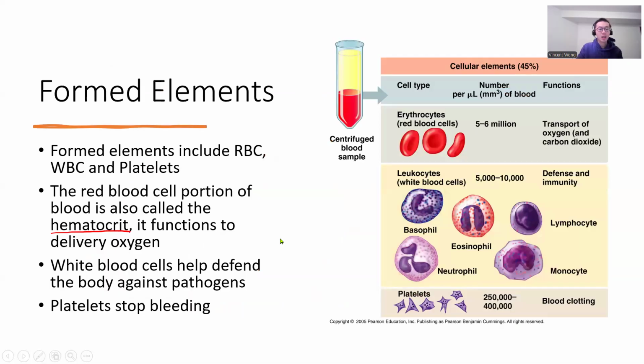White cells help defend the body against pathogens, and you can see there are different kinds of white cells here. Compared to the red cells, they are very scarce. Red cells, we're talking about 5 to 6 million per microliter of blood, whereas here we're talking about 5,000 to 10,000 white cells. It could change, depending on whether your body is fighting an infection or not. These numbers can go up or down, but typically it's just 1% of your whole blood.